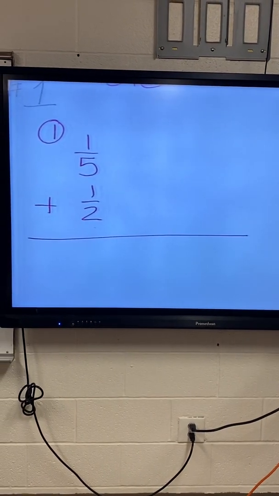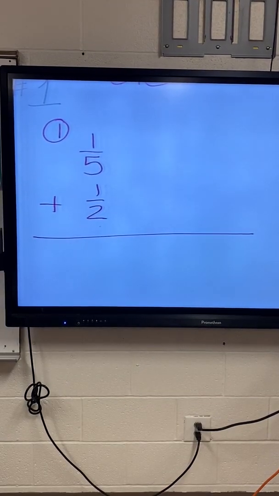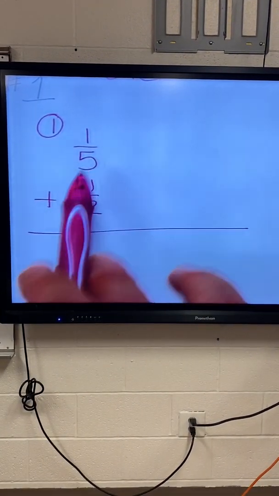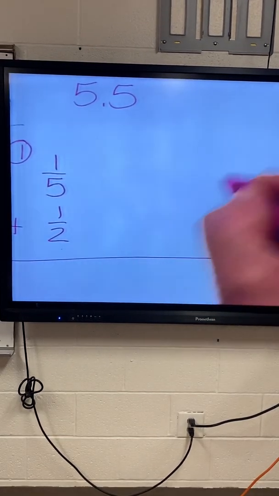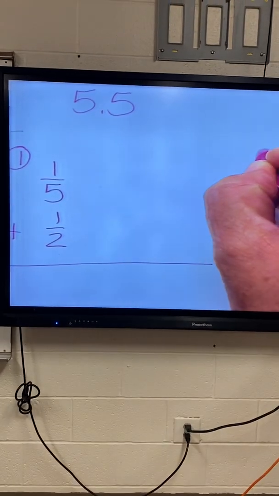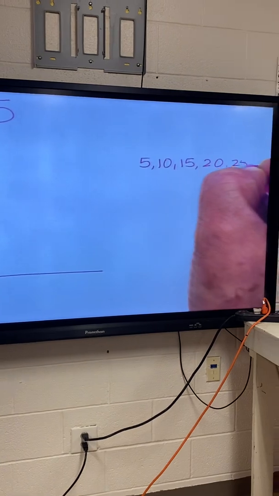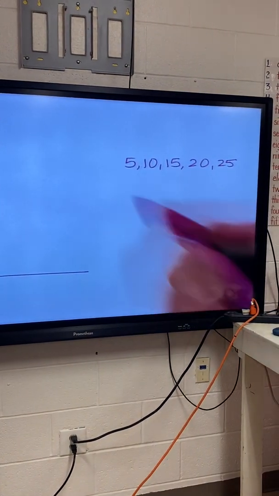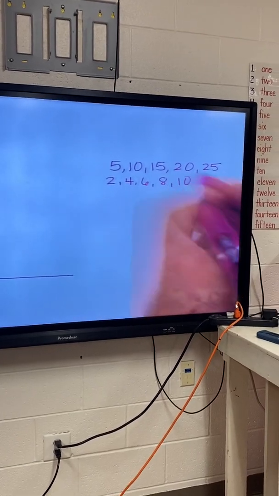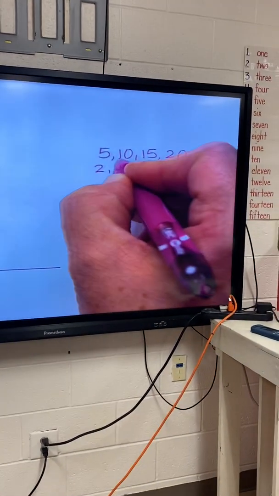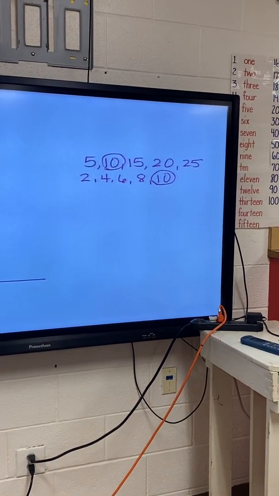For us to be able to add these fractions, we must have a common denominator that both of these numbers share. To find that common denominator, we find the multiples. So you can do a few multiples of 5: 5, 10, 15, 20, 25. Then you can do a few multiples of 2: 2, 4, 6, 8, 10. Right there, I noticed that 10 was the first multiple that these two denominators share.